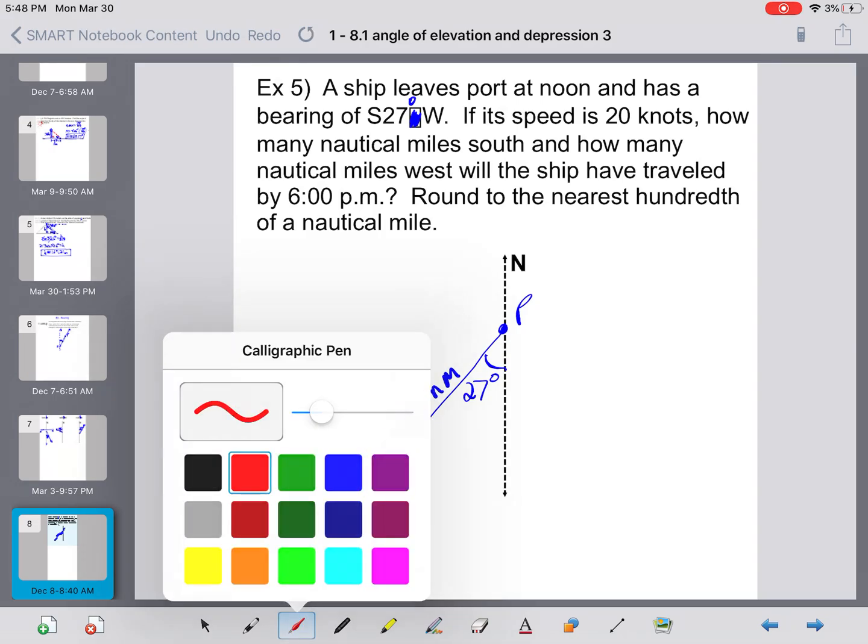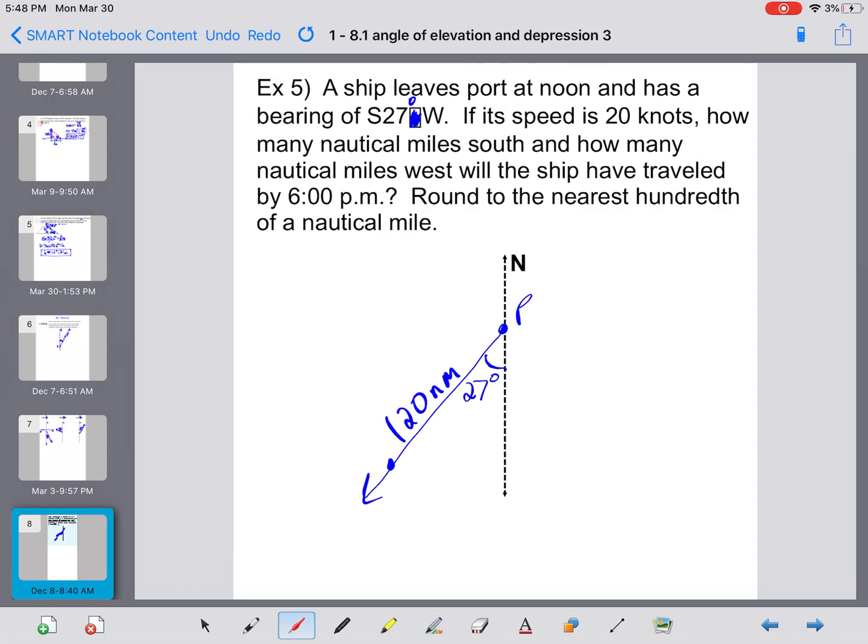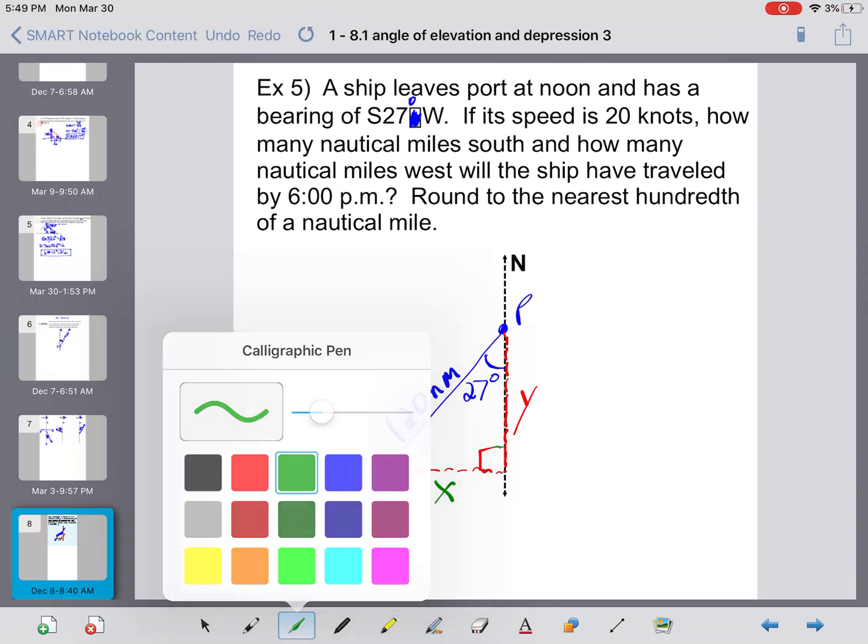Now the question is, how many miles south and how many miles west has the ship traveled? So from the port, this distance here is the miles south. This distance here is the miles west. So there's what creates our right triangle. We're looking for this side here, let's call this y, and this side here, let's call this x. And we're right back to the problems we've been doing all day. We have a right triangle, so we can use trig, sine, cosine, tangent, and we can use Pythagorean theorem if needed. Okay, so let's go ahead and find the y value first.